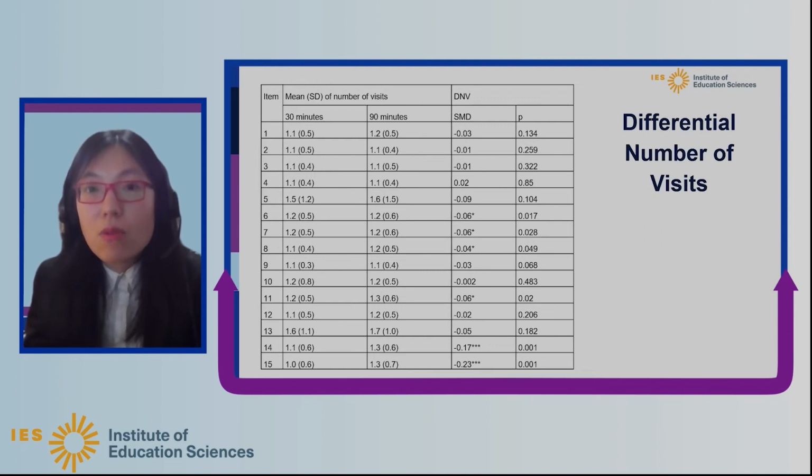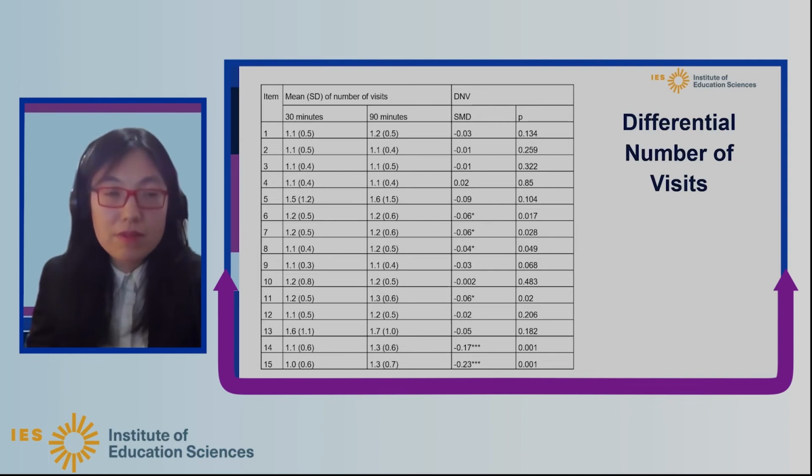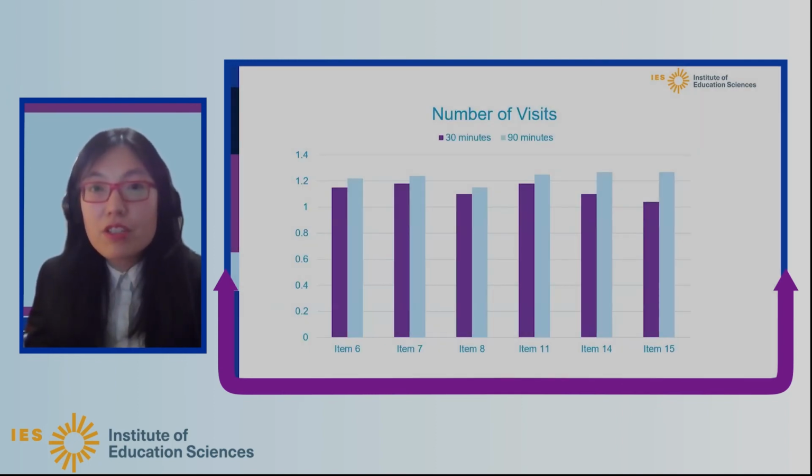On the next slide, we studied differential number of visits. This analysis shows that students with learning disabilities in the extended time condition made more visits to 6 items out of the total of 15 items than their peers tested under standard condition. This figure shows that after matching on initial performance, students with learning disability in the extended time condition paid on average 0.07, 0.06, 0.05, 0.07, 0.17, and 0.13 more visits on each of the items shown on this slide.